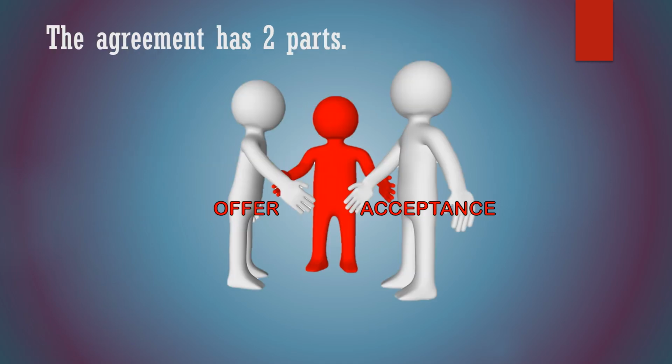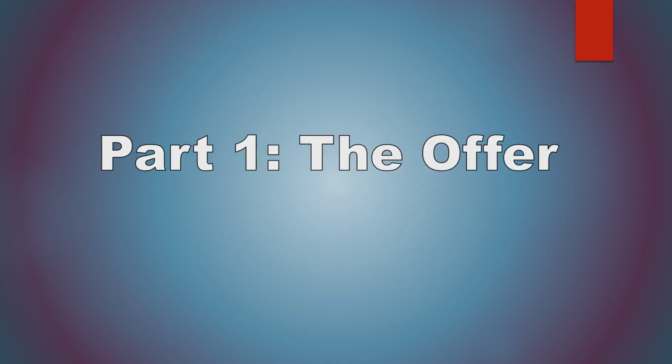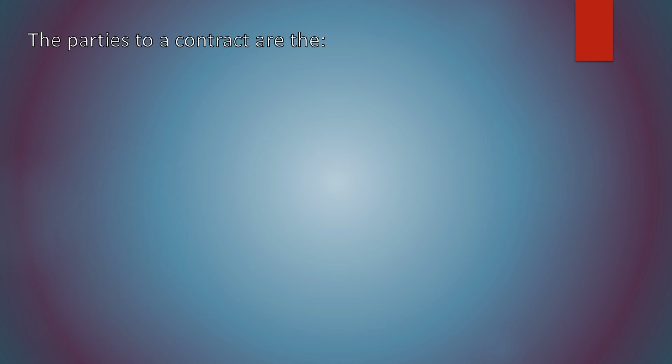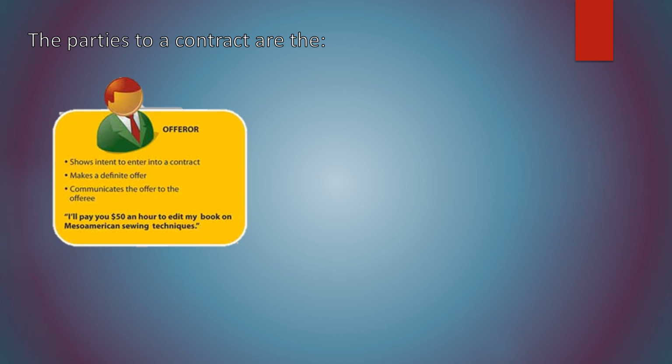Now, the agreement has two parts, an offer and an acceptance. We're going to start off talking about the offer. At this point, the parties to the contract are referred to as the offeror. This is the party that makes the offer. He shows intent to enter into a contract by making a definite offer and communicates the offer to the offeree.